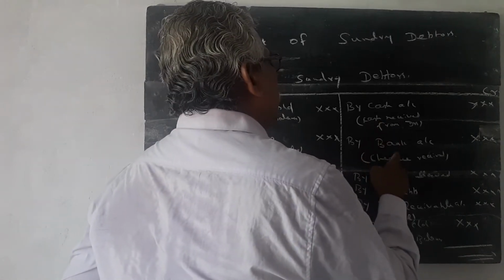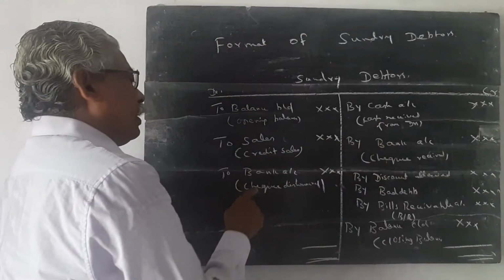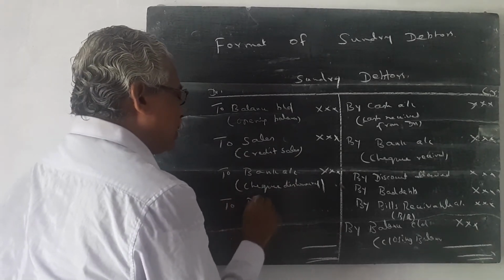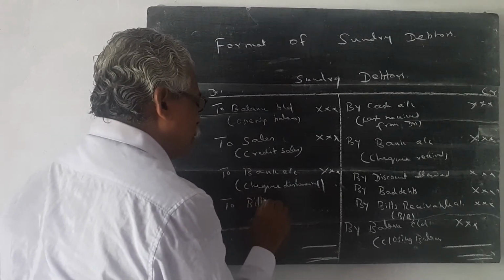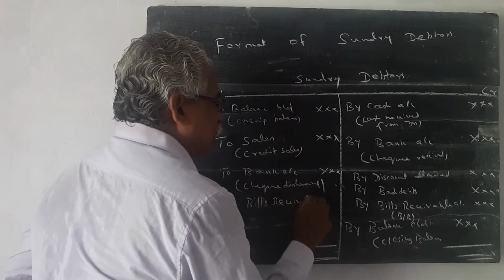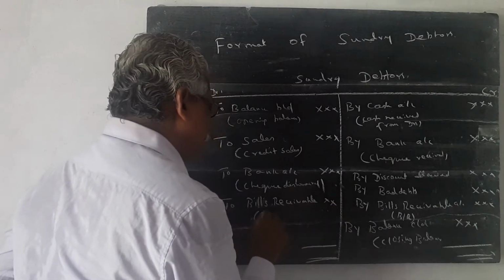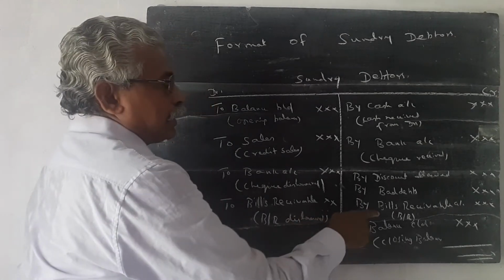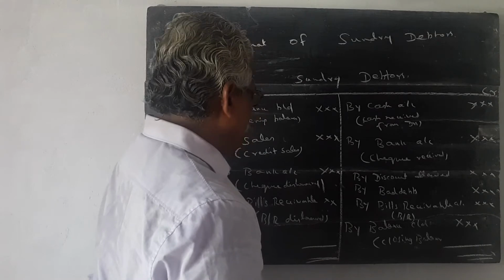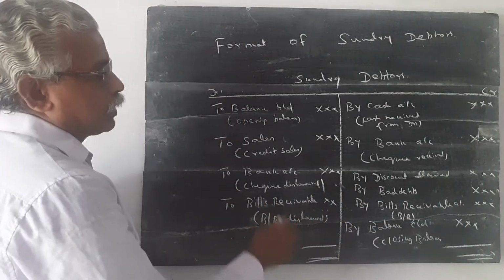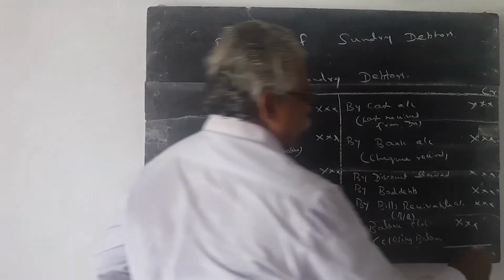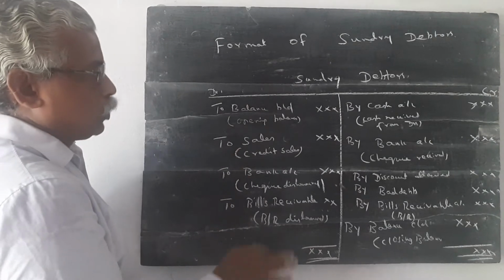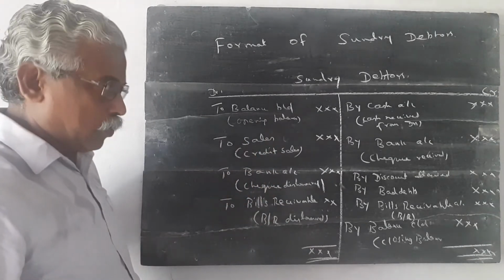Likewise, any cheque dishonored is entered here. Any bills receivable dishonored is entered on the debit side. Any bill received is entered in the credit side. This is the format. Credit sales is the answer. This is the procedure for calculating the sundry debtors account.